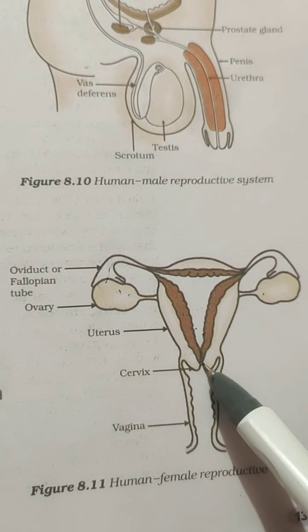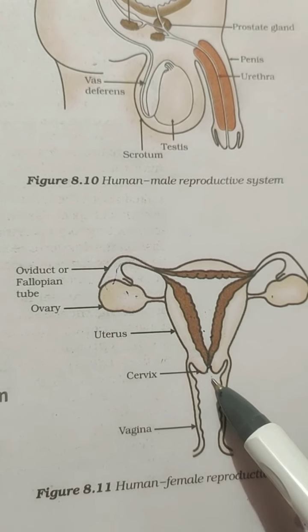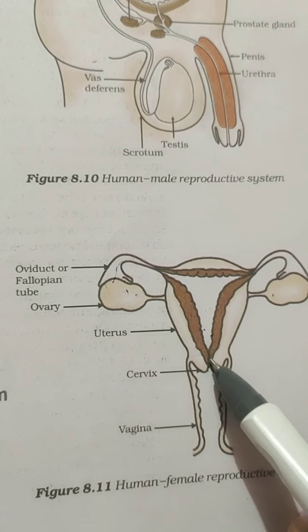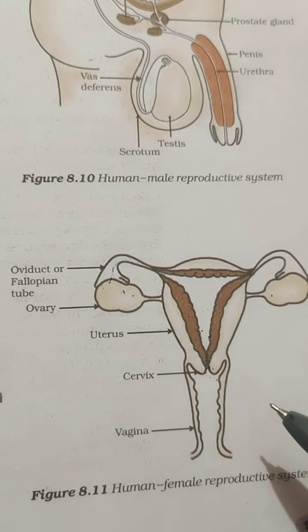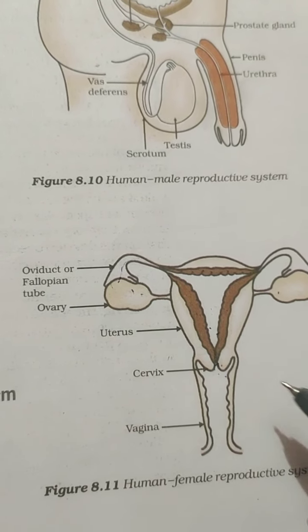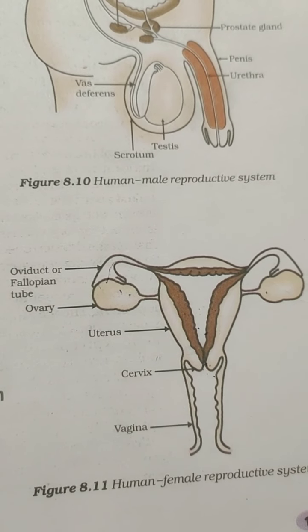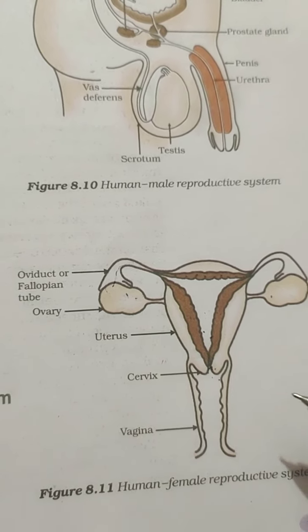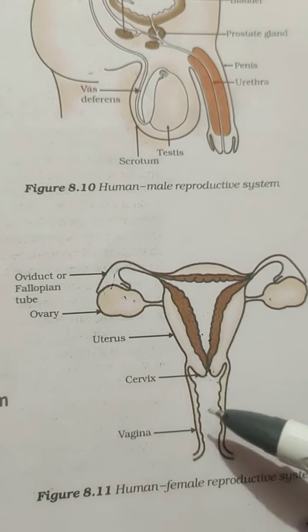Now here is an organ called the cervix. This is a narrow opening which is connected to the uterus and the vagina. So this is a narrow opening into another tube called the vagina. It is like an entry canal. This vagina is used as the birth canal for the baby, and also it receives the sperms, or the male gametes, from the same place.